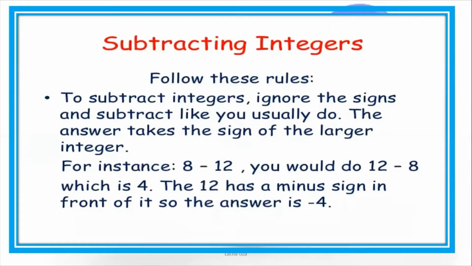Subtracting integers. To subtract integers, ignore the sign and subtract like you usually do. The answer takes the sign of the larger integer. For example, 8 minus 12. So you would do 12 minus 8, which is 4. The 12 has a minus sign in front of it, so the answer would be -4.